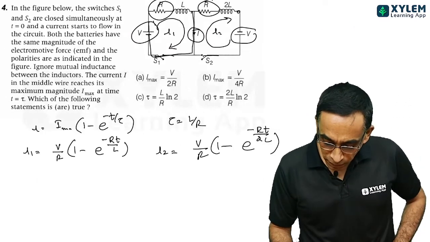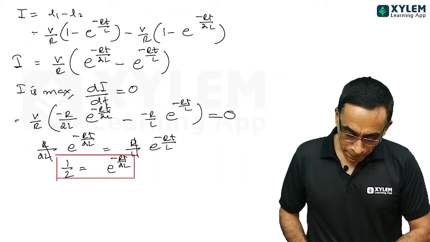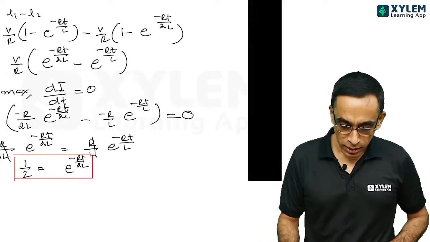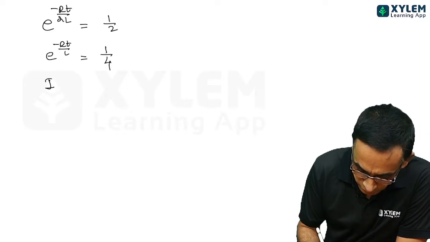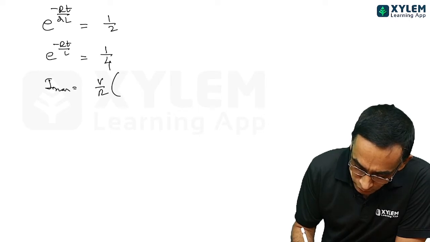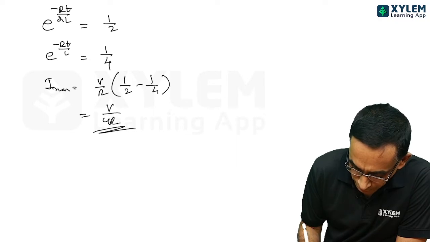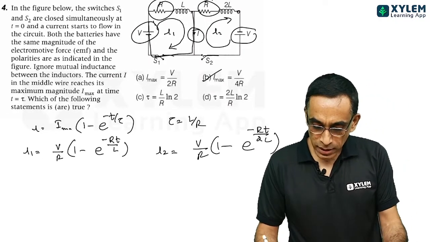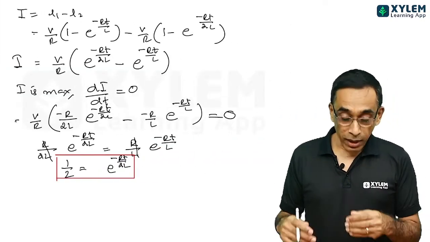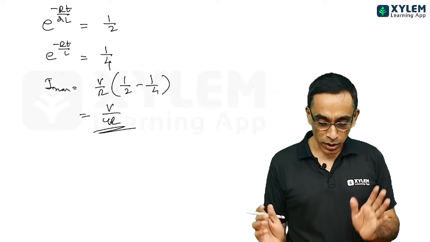Now let's look at the options. What is being asked is the maximum current. How do we find the maximum current? We will substitute this value of e raised to minus RT by 2L. So I maximum will be equal to V by R into 1 by 2 minus 1 by 4. This gives V by 4R. So the maximum current is V by 4R. That means the current is maximum when e raised to minus RT by 2L is 1 by 2. So I just substituted and got the maximum current.